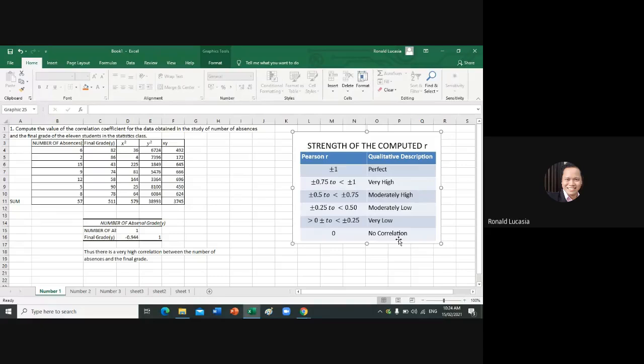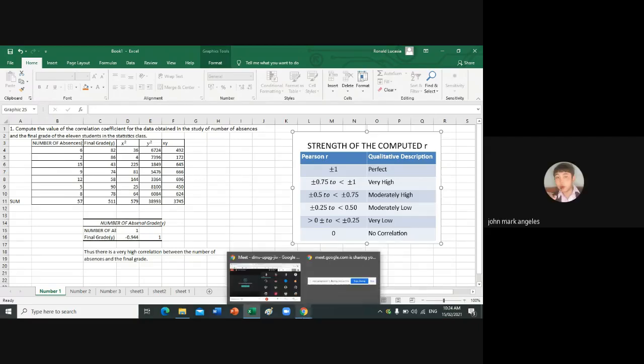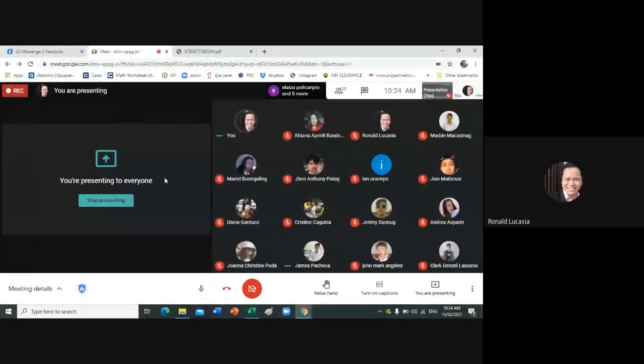So you have the option. Okay? So I'll stop screen sharing this one so I can go back with my other device.